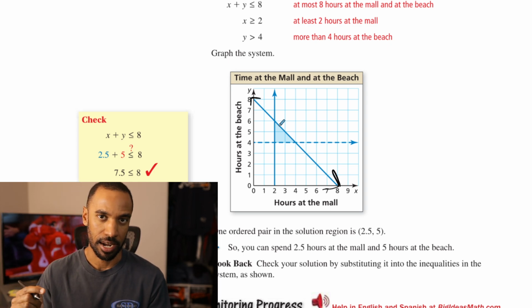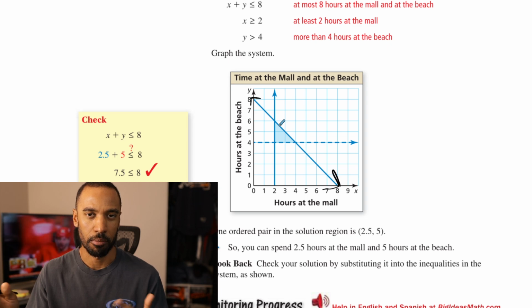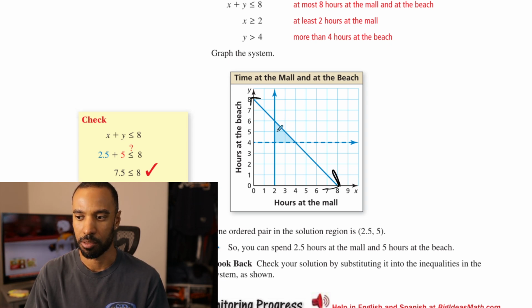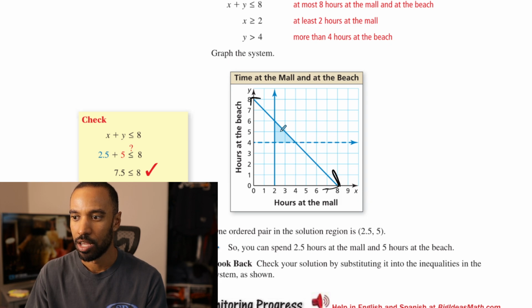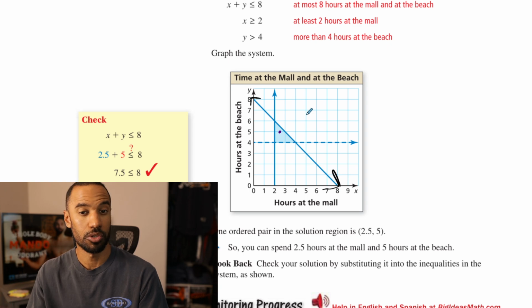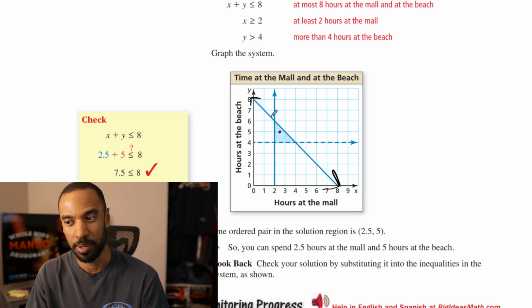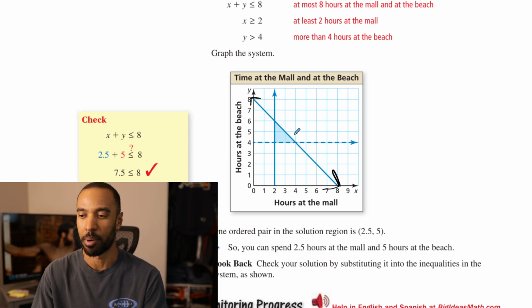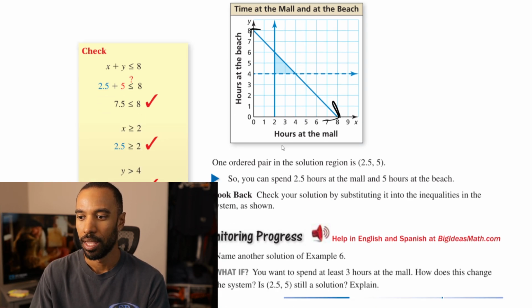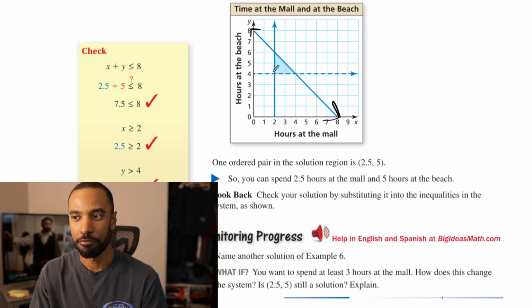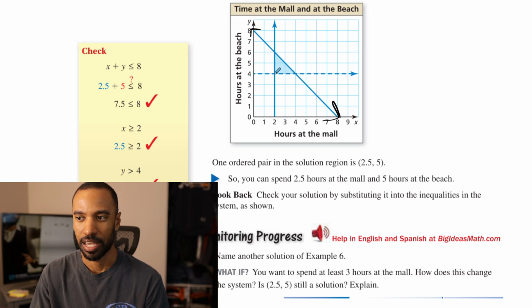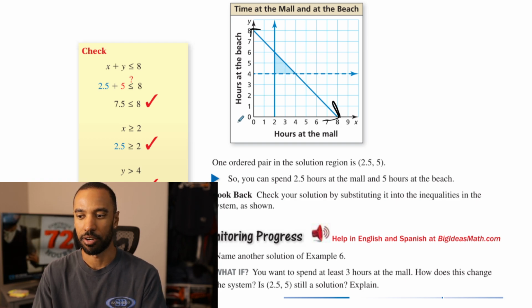You can't spend more than 8 hours total outside doing the mall and beach, whatever. More than 4 hours at the beach, at least 2 hours at the mall. So this can be a solution right here, which is 2.5 hours, for example. Oh, actually, they have one, literally. They do have 2.5. 2.5 hours at the mall, and then 5 hours at the beach is a solution to that. Right? It doesn't have to be exactly in the 8-hour range. That's kind of what I like about inequalities versus equations for that. And there it is. There's still an infinite number of solutions. It's just within that defined range.